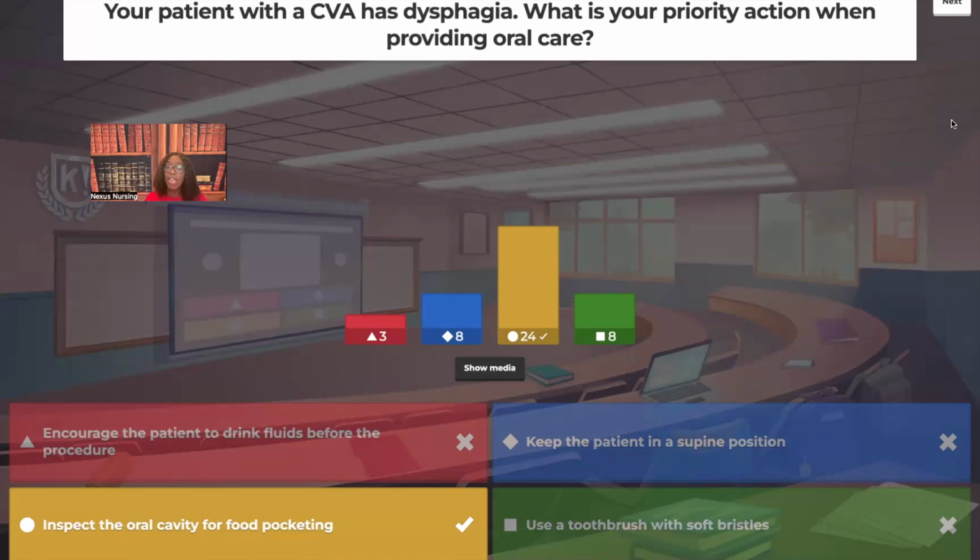You're providing oral care. You want the patient sitting up. You don't have them lie down. That is not very nursey. That's very, I want to lose my license. Okay. And last, using a toothbrush with soft bristles, you do that for a patient who has to be on bleeding precautions. We don't want them to bleed out. That's not this type of patient.